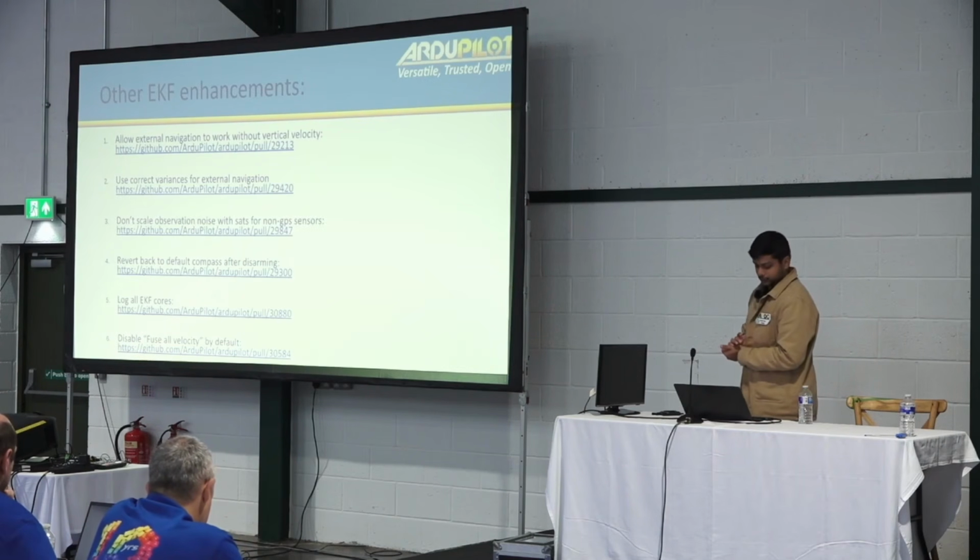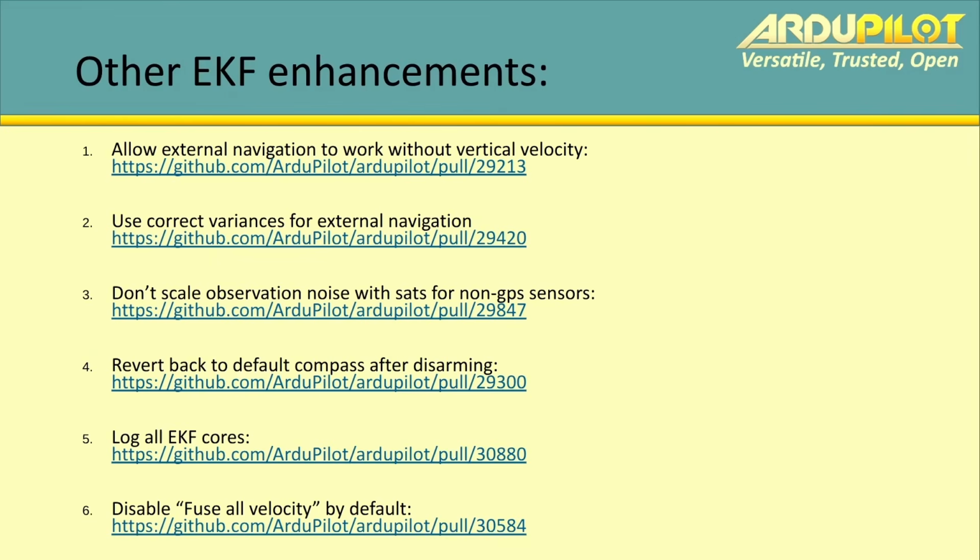The other feature that I'm working on is that there's some logging around EKF cores that only applies to the primary EKF core and doesn't really log the secondary or the tertiary EKF cores. So I have a PR there that's not merged yet, but I'm hoping it'll be merged soon, where every single thing for every single core is logged, so that it just helps in debugging.